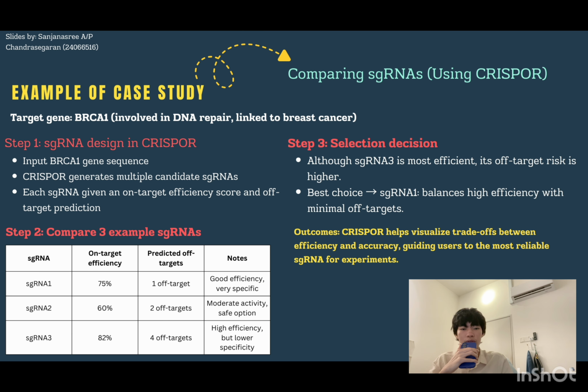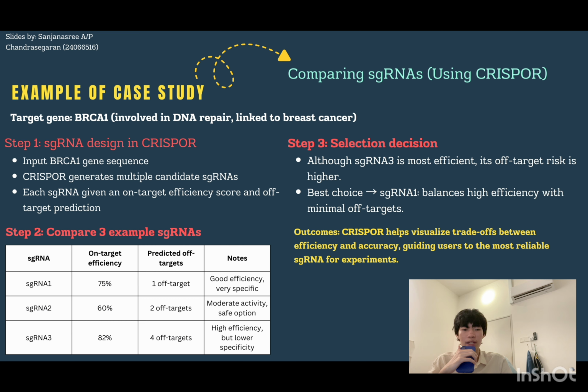Now I will move on to slide 11, which shows a case study using CRISPR. The target gene in this example is BRCA1, a gene involved in DNA repair and linked to breast cancer. The objective is to select an sgRNA that can target this gene accurately with minimal risk. The first step is entering the BRCA1 gene sequence into CRISPR. Then CRISPR generates several possible sgRNAs and gives each one an on-target efficiency score and an off-target prediction that can tell us how strong and how safe each guide RNA is.